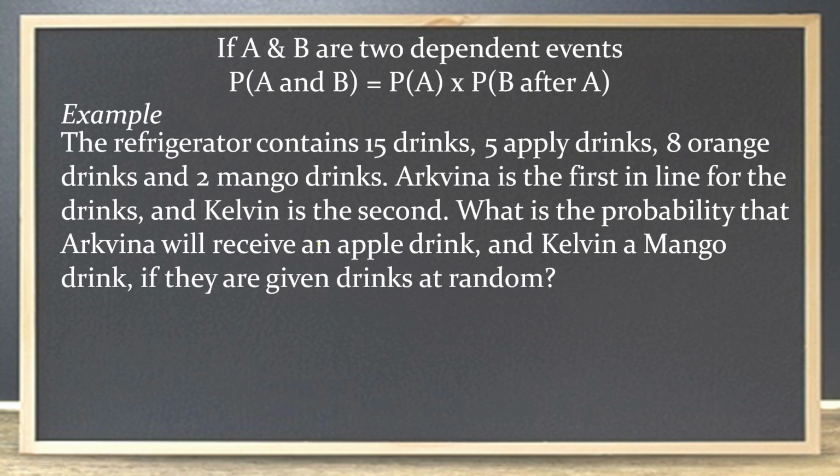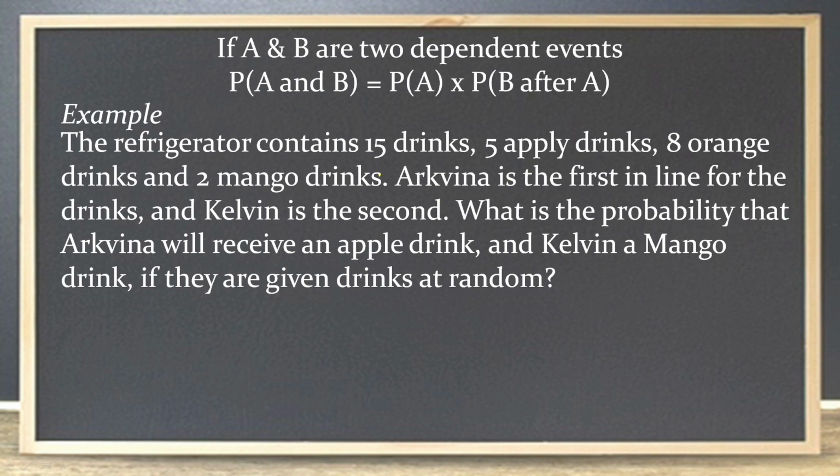And Avinan and Kelvin are in line to receive drinks from these 15 drinks. Avinan will be the first to receive a drink, followed by Kelvin. But what will happen is for the probability of Avinan receiving an apple drink. Avinan is the first in line to receive a drink, so what is the probability of Avinan receiving an apple drink? The probability for Avinan receiving an apple drink is the total number of apple drinks divided by the total number of drinks.